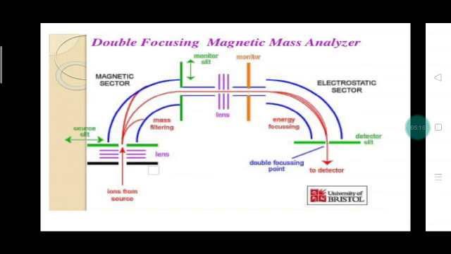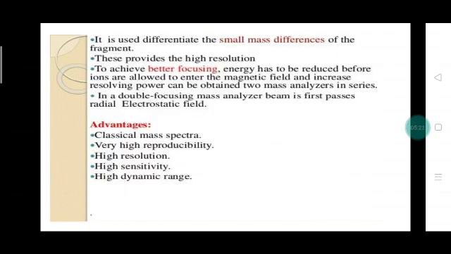Fourth one is the double focusing magnetic mass analyzer. Double focusing mass analyzers are used to differentiate the small mass differences of the fragments. This provides high resolution. To achieve better focusing, energy has to be reduced before ions are allowed to enter the magnetic field, and increased resolving power can be obtained through mass analysis in series.